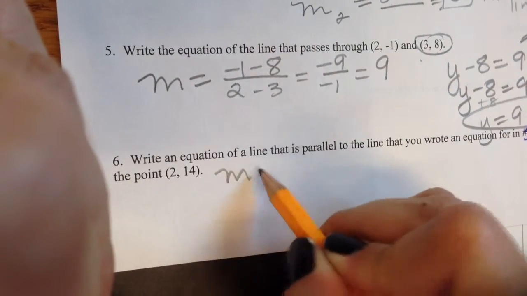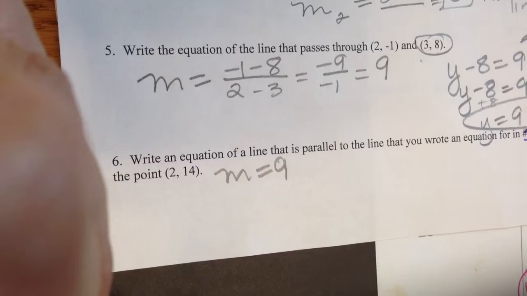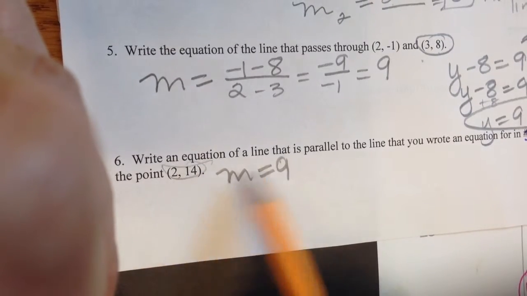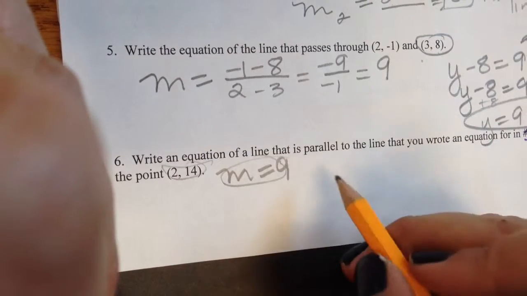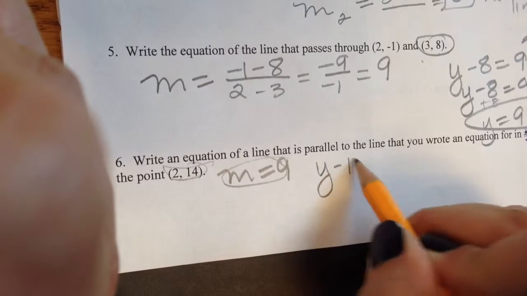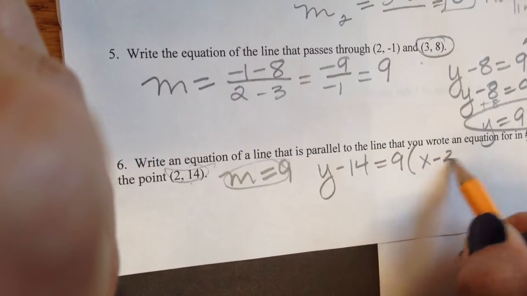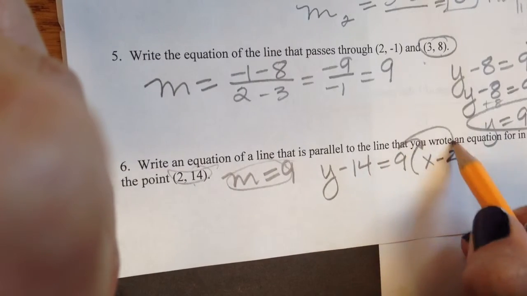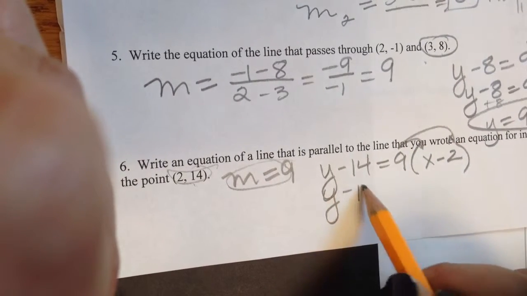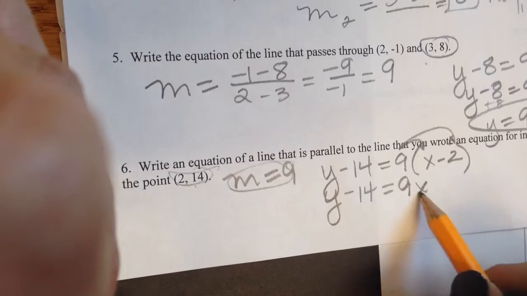So what I know about 6 is that it has to have a slope of 9. So I actually have a point and a slope. I'm going to use point slope form: y minus y1 equals m times x minus x1. And then I'm going to distribute and simplify this one. Ideally, we would want to get down and see that y-intercept.